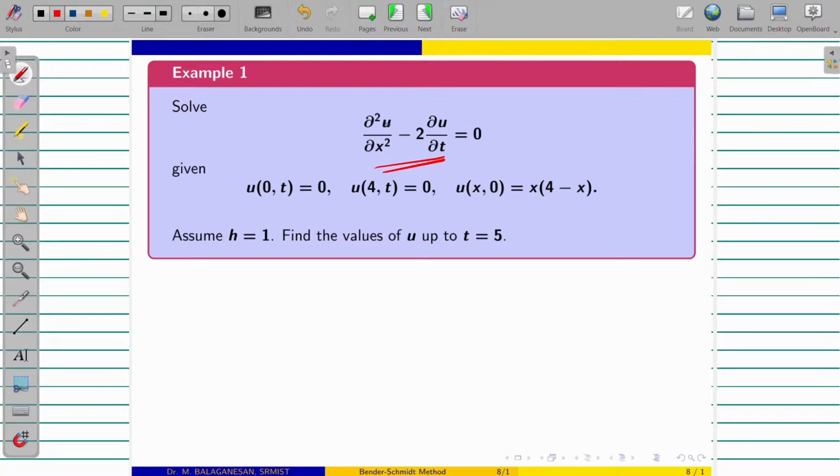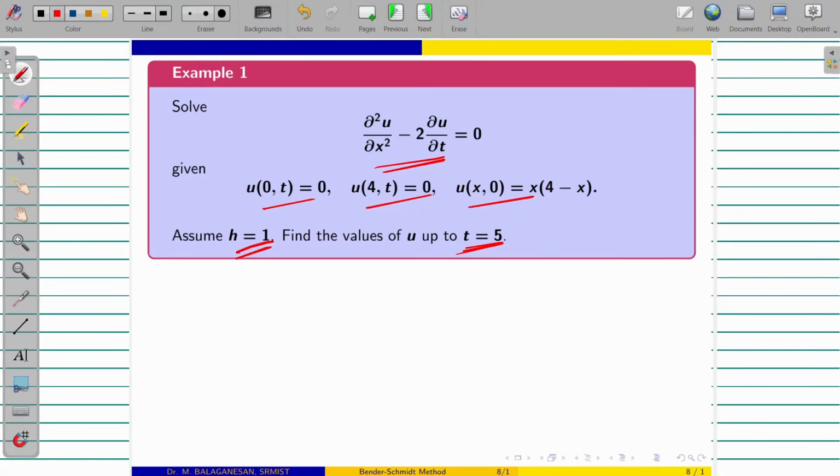So the heat equation is the second derivative of u with respect to x, and the first derivative with respect to t will give the heat equation. They have given the boundary conditions u(0, t) = 0, u(4, t) = 0, and the initial condition is u(x, 0) = x(4 - x). And they have given the value of h. Find the values of u up to t equal to 5. Time is 5 seconds. They have given t equal to 5.